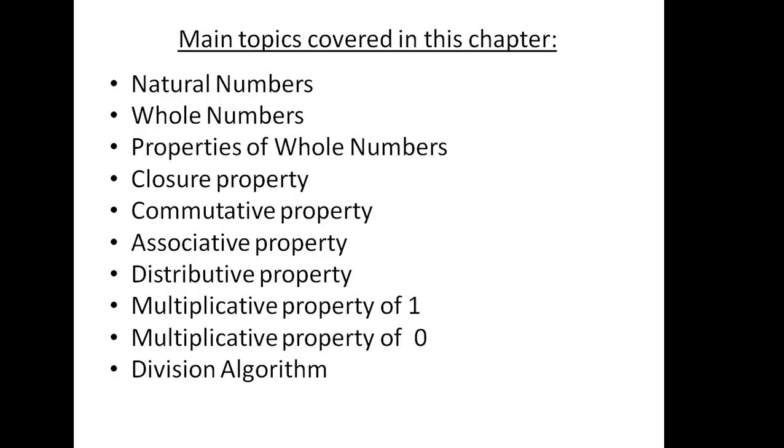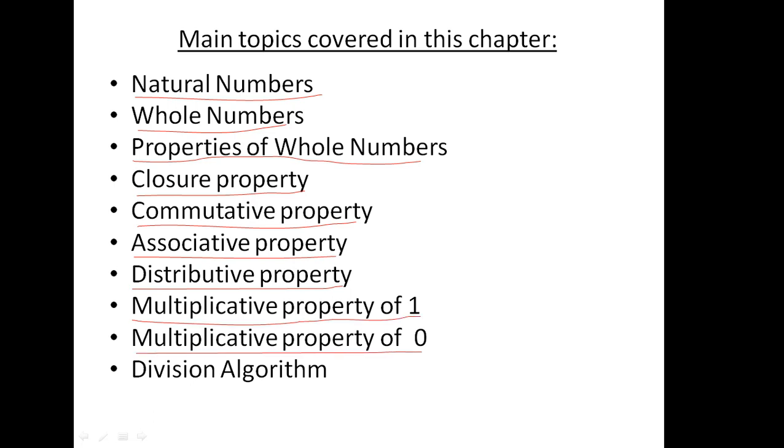Now, the main topics we have to cover in this chapter: the first one is natural numbers, then whole numbers, then properties of whole numbers. Under this, the first is closure property, then commutative property, associative property, distributive property, then multiplicative property of 1, multiplicative property of 0, and division algorithm.